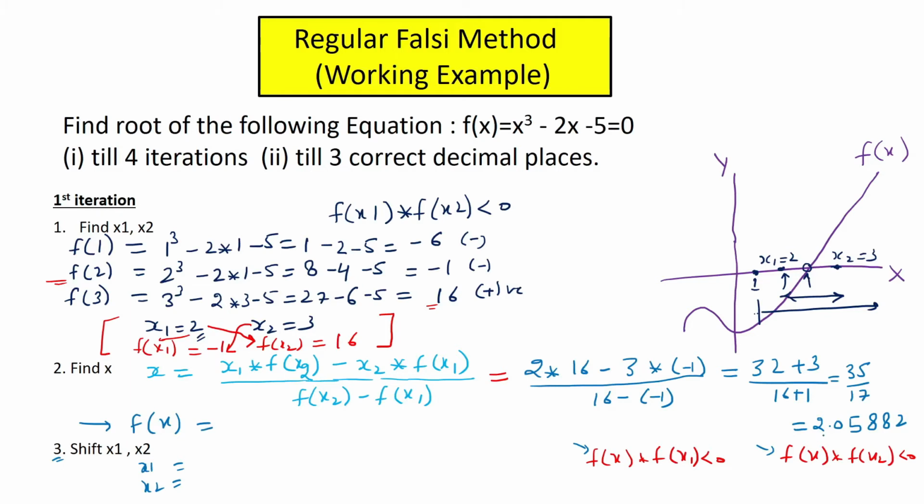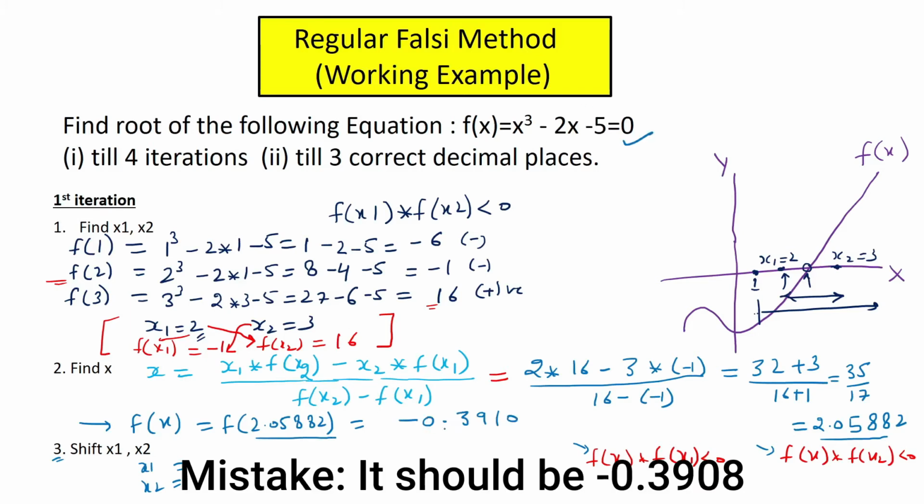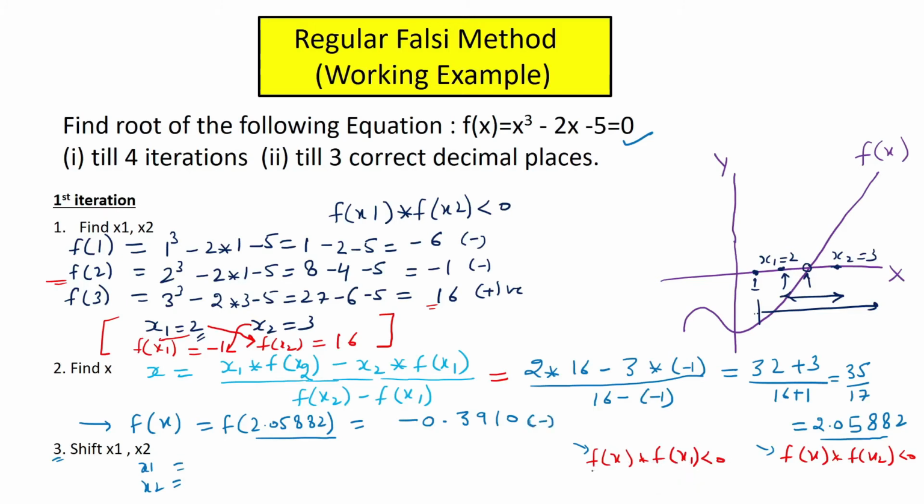That is, we will find the value of the function at 2.05882. If you put this value of x inside this given equation, you will get minus 0.3910, and it is a negative value. Now if we check this given condition, f of x is a negative value, right? And if you multiply with f of x1, f of x1 is minus 1, that is again negative. So negative multiplied by negative will not give me a value lesser than 0. This condition says that f of x and f of x1 should be of opposite sign, either negative positive or positive negative. So this condition is not satisfied.